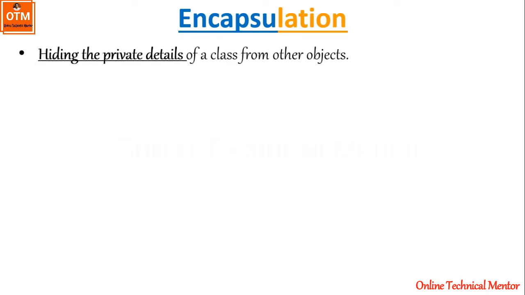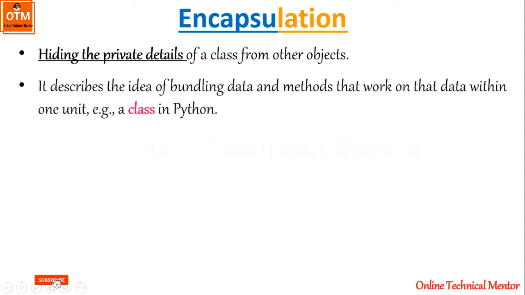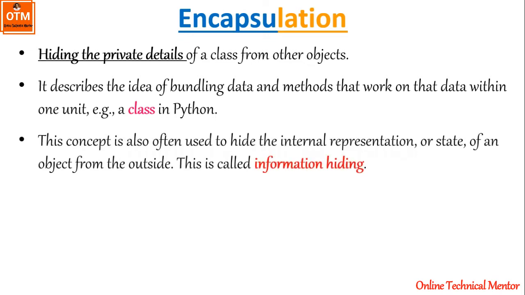Encapsulation: hiding the private details of a class from other objects. That means we can declare some variables and functions as private and their access can be restricted from outside the class. It describes the idea of bundling data and methods that work on that data within one unit. Example: class in Python. In other words, encapsulation is the process of binding data and methods into a single unit. This concept is also often used to hide the internal representation or state of an object from outside, and this is called information hiding.